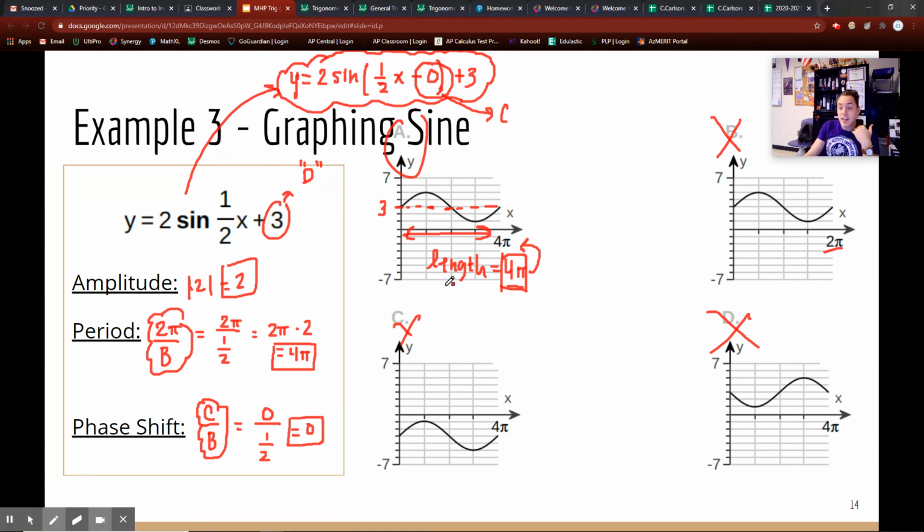So it's raising it up. So that means it has to be A because of the 3. It raises up, and that is our kind of pivot midline right here, the 3 there. Okay? Hope that makes sense. Sweet.